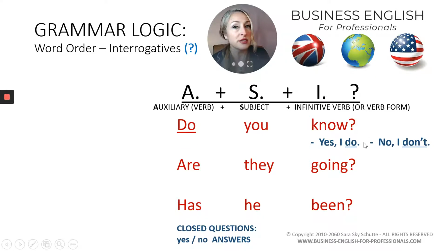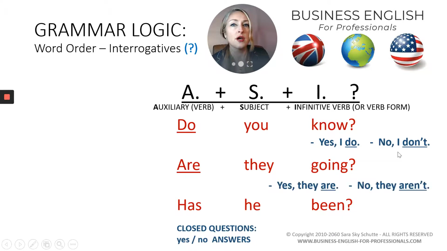So do you know? Yes, I do. No, I don't. Okay. Are they going? Yes, they are. No, they aren't. Has he been? Yes, he has. No, he hasn't. Okay. This is the present perfect. And we'll look at what that is. But we respond with the auxiliary. Okay. Very simple.